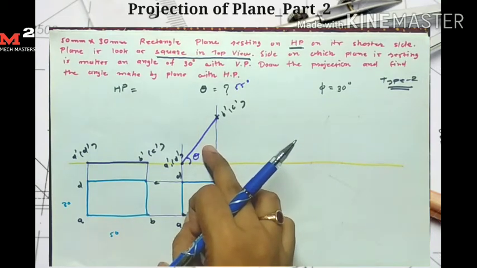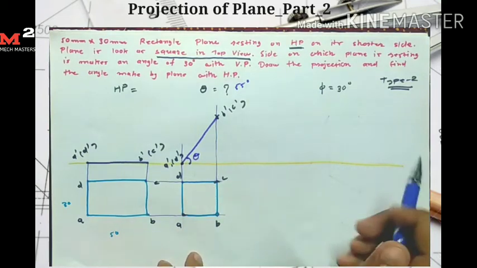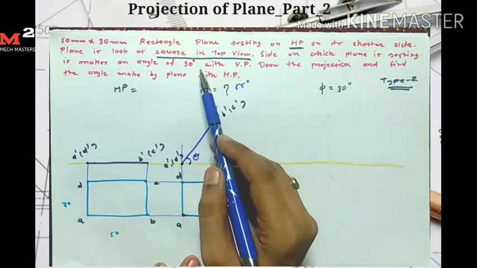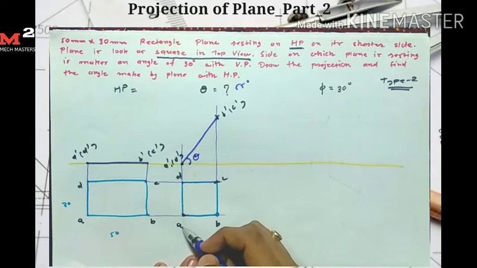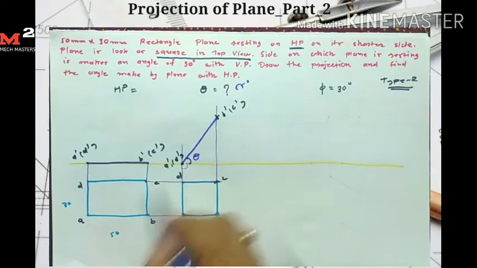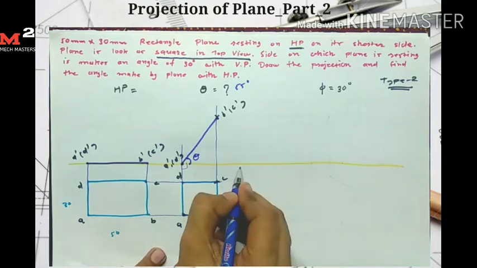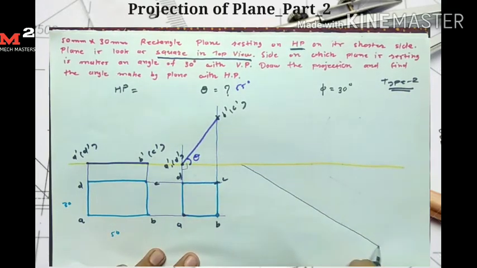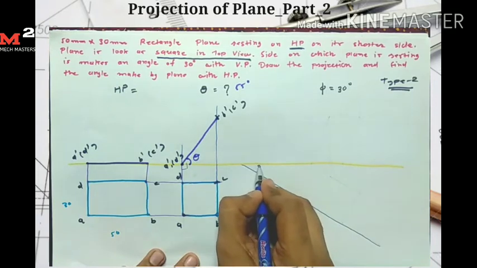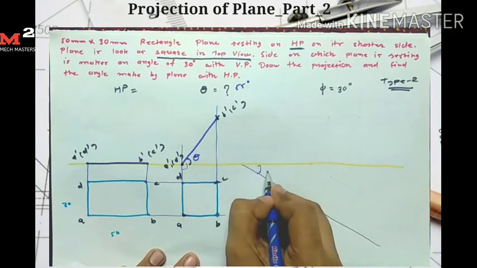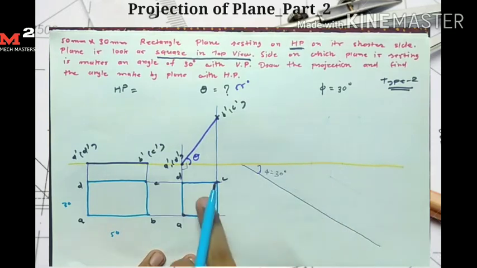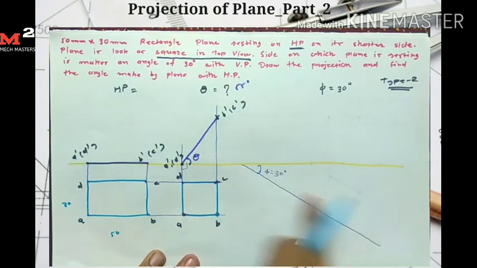Now let's come to the third stage. In the third stage, it is given that the side on which the plane is resting makes an angle of 30 degrees, meaning side AD makes an angle of 30. Here it makes an angle of 90. In the question it is given that this line makes an angle of 30. So first I draw one line at an angle of 30 here. This angle phi is equal to 30 degrees. We draw this same square here but at an angle of 30.